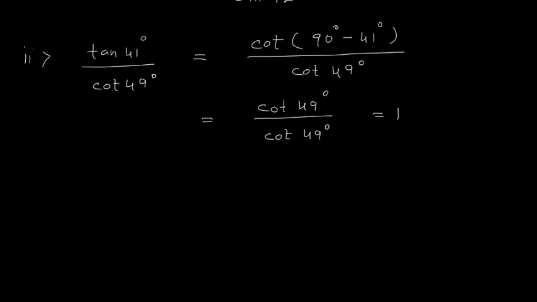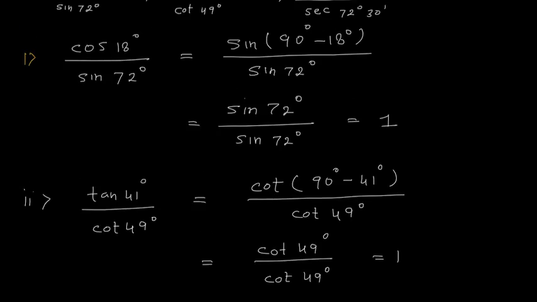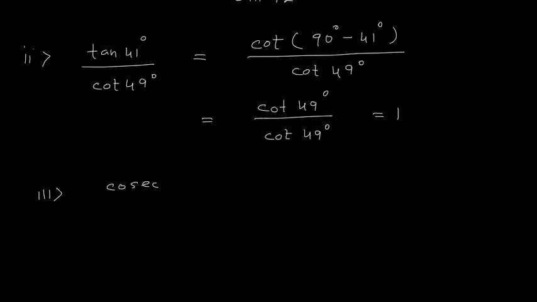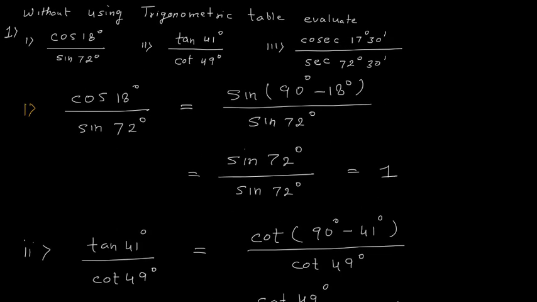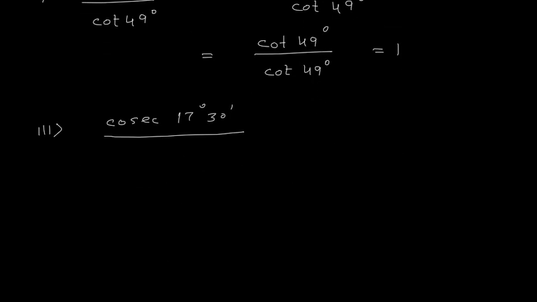Okay. Third problem is cosec 17 degree 30 minute. Now what is this minute? In 1 degree we have 60 minute. So this is a smaller angle. Numerator is cosec 17 degree 30 minute, and denominator is sec 72 degree 30 minute.